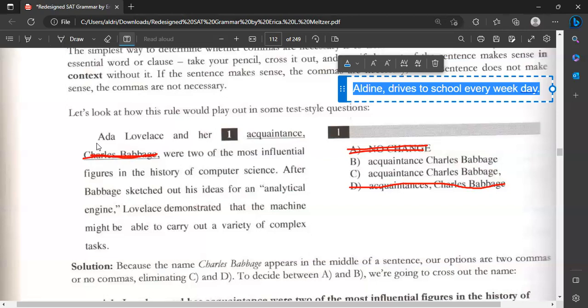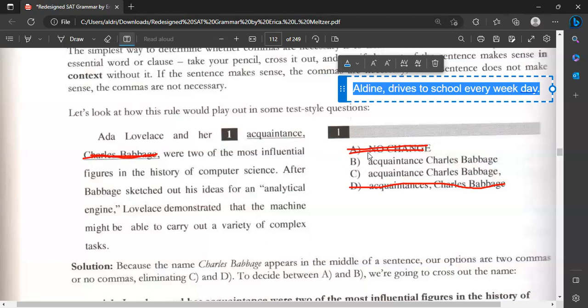There are so many reasons why this would be wrong. Ada Lovelace and her acquaintance Charles Babbage, where is just a verb, guys. So it's just a verb like are, is. It's a regular form of the word is. So that makes C wrong. But again, remember, if the name is in the middle of a sentence, it's two commas or no commas at all. So the actual explanation I gave you fits for A.